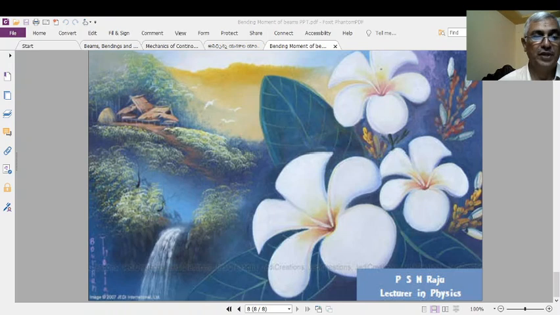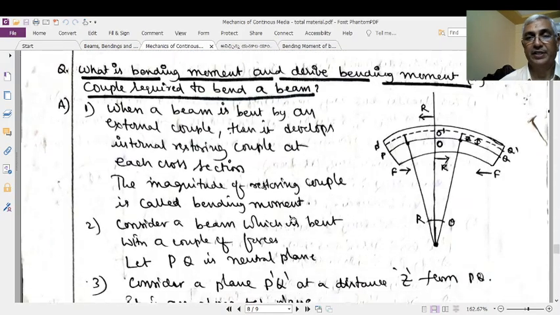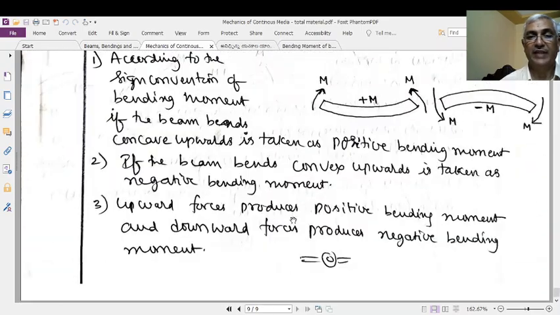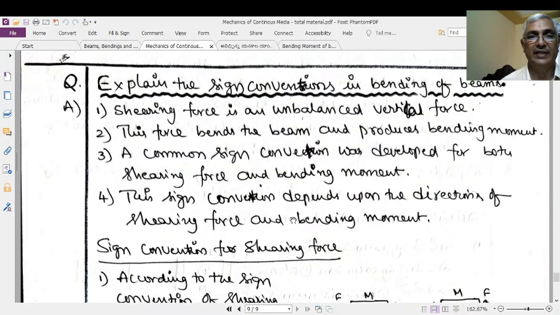Now, in this calculation we will come across certain sign conventions. Now we will discuss the sign conventions that are adopted here. What are the various sign conventions in the bending of beams? Explain the sign conventions in the bending of the beams.